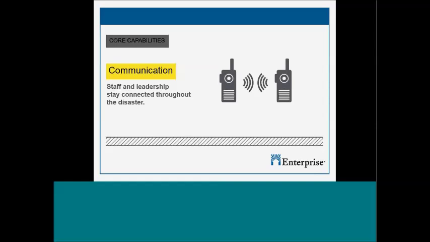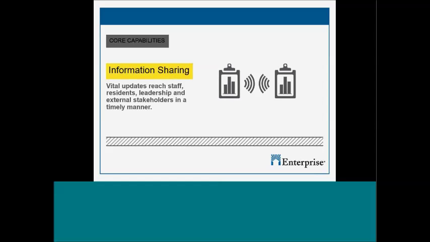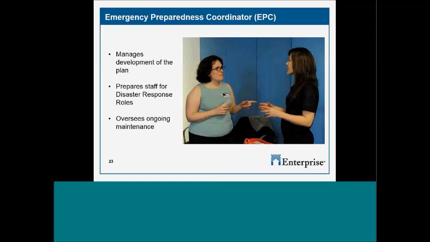In the world of social media, where things are basically broadcast immediately, you want to make sure you have communication in place internally, as well as how you message out your event externally. So this is important to make sure you are connected during an event and that you're connecting others during an event. And then finally, information sharing. Having your plan in place will allow you to provide vital updates to your residents, your leadership, your board, as well as staff that are trying to manage the disaster.